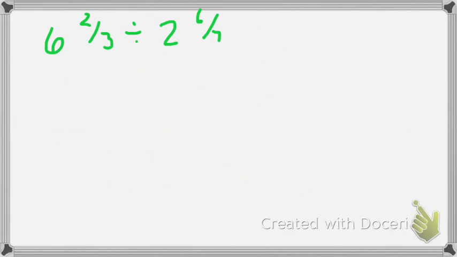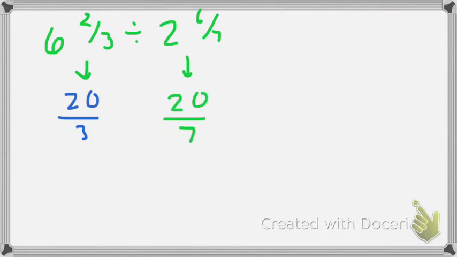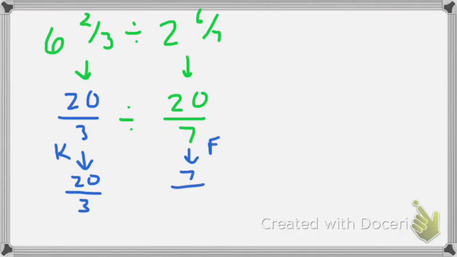So I have 6 2/3 divided by 2 6/7. Let's change this to an improper fraction. 3 times 6 is 18 plus 2 is 20 over 3. And 7 times 2 is 14 plus 6 is 20 over 7. Now I do my keep flip change. Keep 20 over 3. Flip my second fraction, 7 over 20. And change the sign to multiplication.